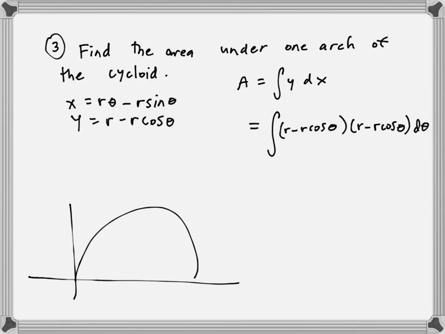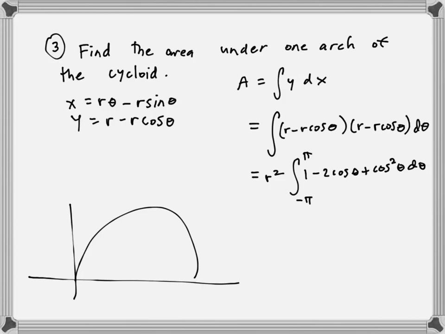So we could pull out r squared here. And we're left with 1 minus cos theta times 1 minus cos theta, which is really 1 minus 2 cos theta plus cosine squared theta d theta. Now, we never did say what theta goes from. I should do that now, right? Remember, when theta goes from 0 to 2 pi, that gives us a whole cycle here. But I'm going to go from negative pi to pi. Okay, that still should work, right?